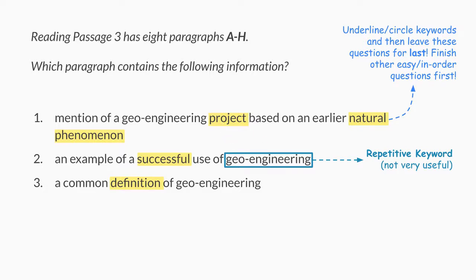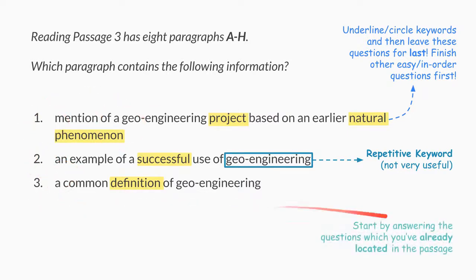Now, at this point, when you do come back to these questions after answering the easy questions, the question is, where should you start? Which one of these questions should you answer first? Well, you have to start by answering the questions for which you have already located the keywords. Okay? If you've already located the keywords for any of these questions while you were searching for the answers to the easy questions, start with those questions, okay? Because these are questions for which you already have the information, you've already located the keywords, so start there. Because these are going to be the easiest questions for you to answer.